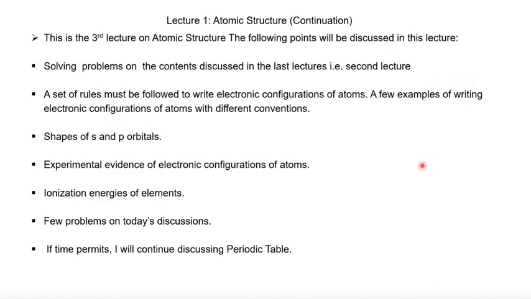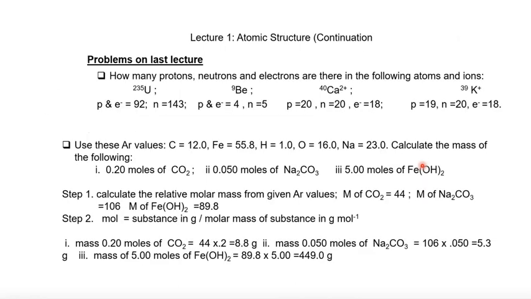In this lecture, I'll solve a few problems from the last lecture we discussed, and then a set of rules to be followed for writing electronic configuration. And then we talk about shapes of s and p orbitals, and then experimental evidence of electronic configuration of atoms, and then ionization energy of elements, and a few problems on today's discussion. If time permits, I'll continue discussing another topic, the periodic table. We go for the problems.